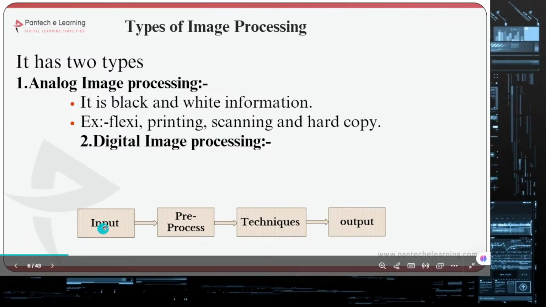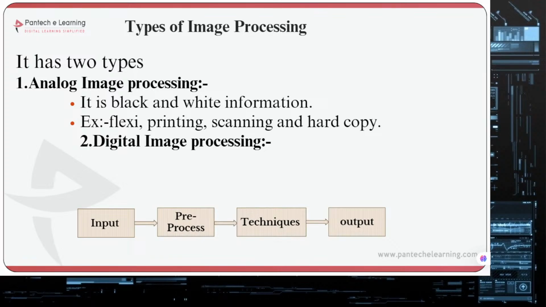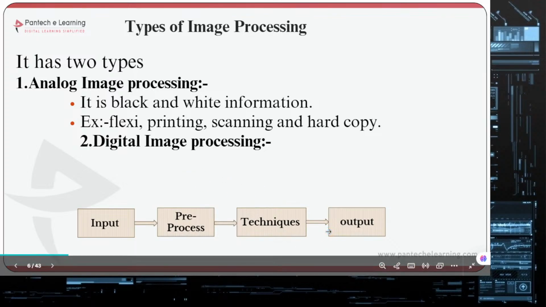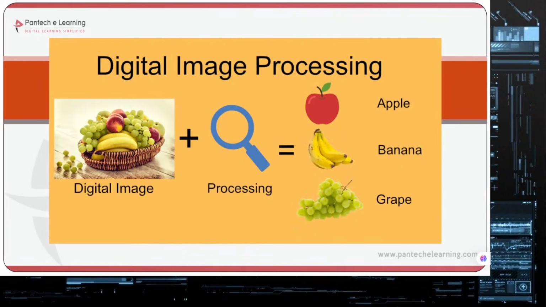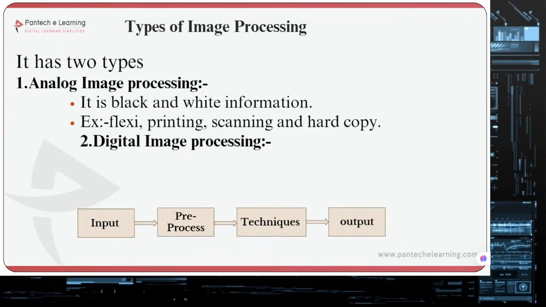There you have some particular stages: input, pre-process techniques and output. Based on this part, we start our digital image processing technique. So what is the difference between analog and digital image processing? Analog means input and, without making changes, you get the output. But in digital image processing, we give the input, do some modifications by using image processing techniques, and finally you get the output.